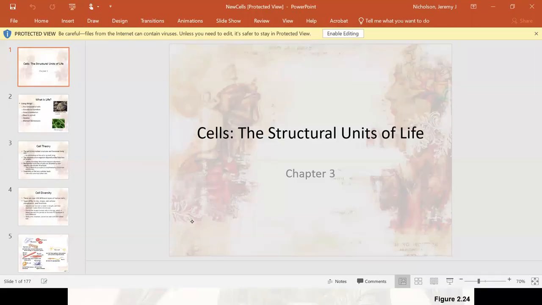All right, so there's cells. The next lecture you want is histology. And that will do it for this first unit. So from here, you want histology.